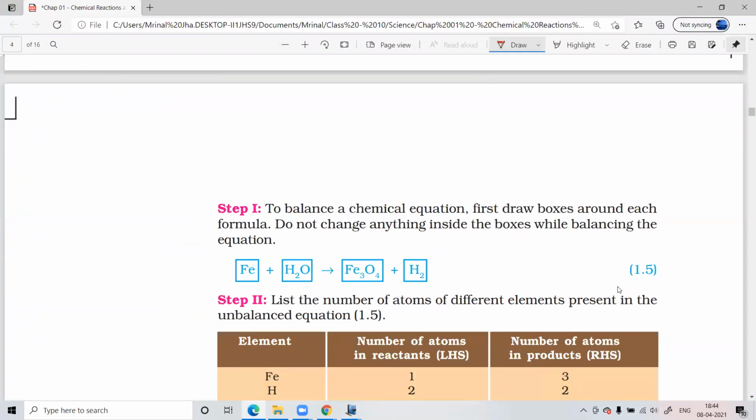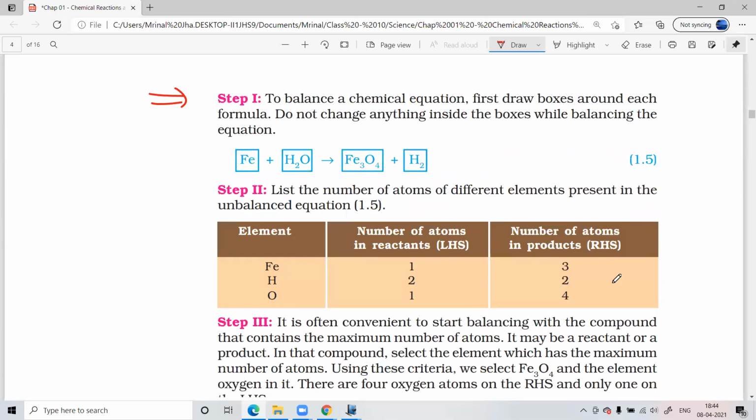Let's do this through the NCERT book also. Let's see what they are saying. What should be our first step when we want to do the balancing? So who will read? To balance a chemical equation, first draw a box around each formula. Do not change anything inside the boxes while balancing the equation.